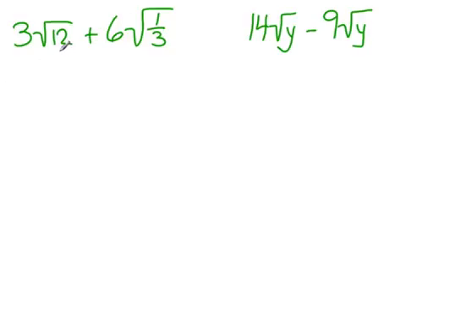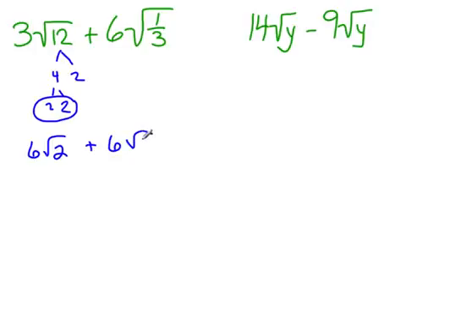I can break down 12 into 4 and 2. This is 2 and 2. I have a pair of 2s that'll join my 3 on the outside, so I have 6 times the square root of 2. And then I have 6 times, oh man, this is going to be a mess. 6 times 1/3. Not even sure what I'm going to do with this guy. I guess we just break this down to the square root of 1 over the square root of 3. Let's see what happens. Square root of 1 is 1, so it basically just goes away.